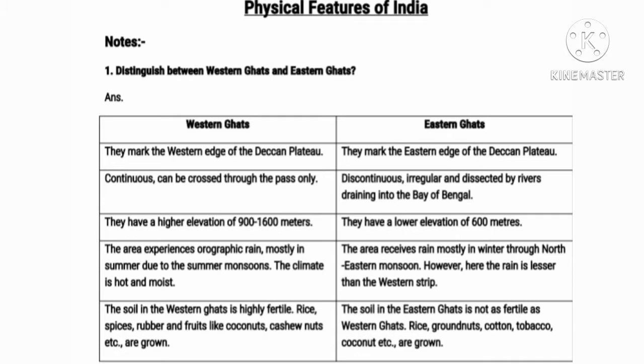Western Ghats mark the western edge of the Deccan Plateau. Eastern Ghats mark the eastern edge of the Deccan Plateau. Western Ghats are continuous, Eastern Ghats are discontinuous. The soil in the Western Ghats is highly fertile compared to the Eastern Ghats.